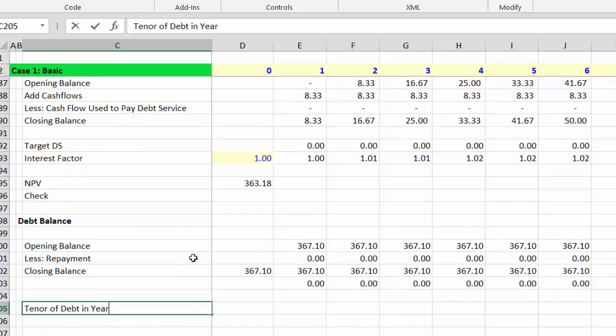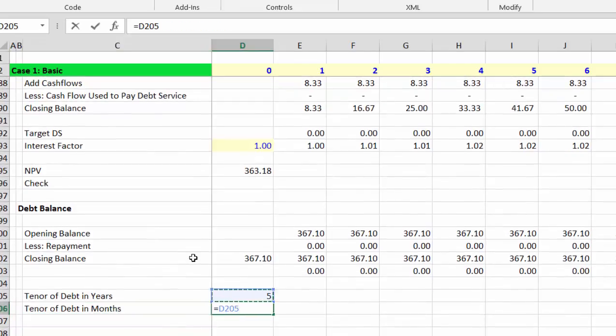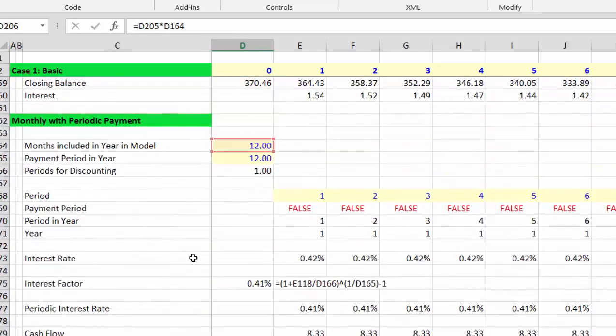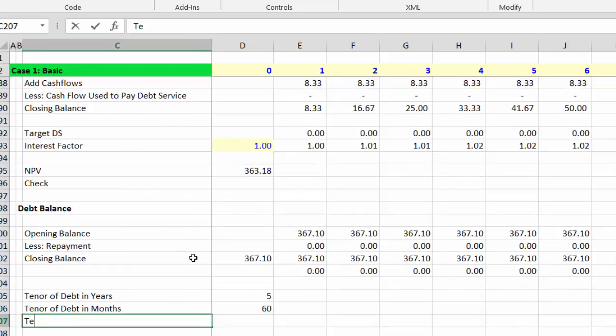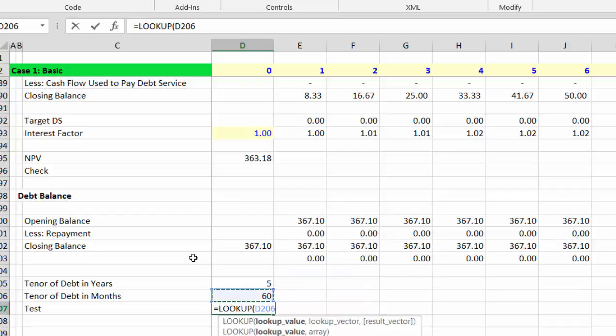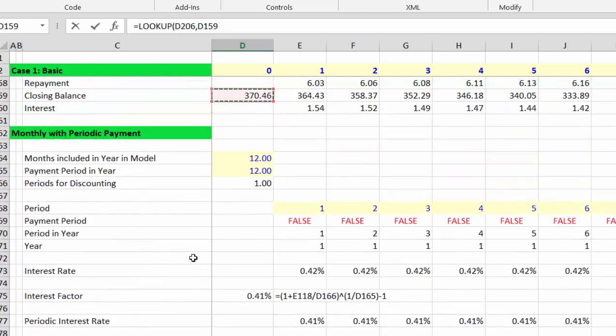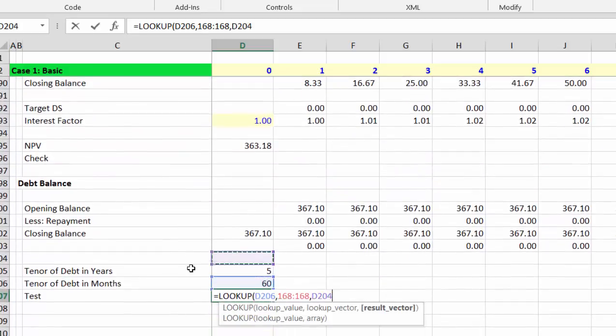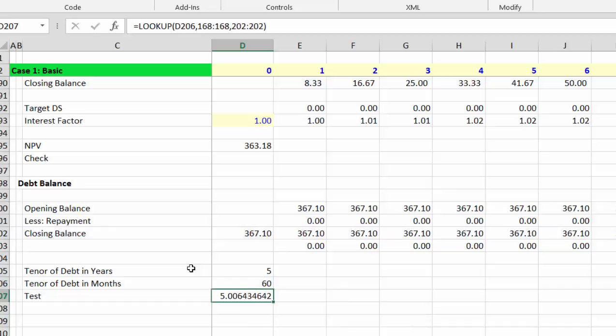Okay, was 5. Okay, and then we say the tenor of the debt in months is this times the first 12, and then we say our test. Let's look up. Okay, and look up this 60 against. I could have done that one, but this is a lot more accurate, and we'll look at it in the closing balance. We have 5 left over.